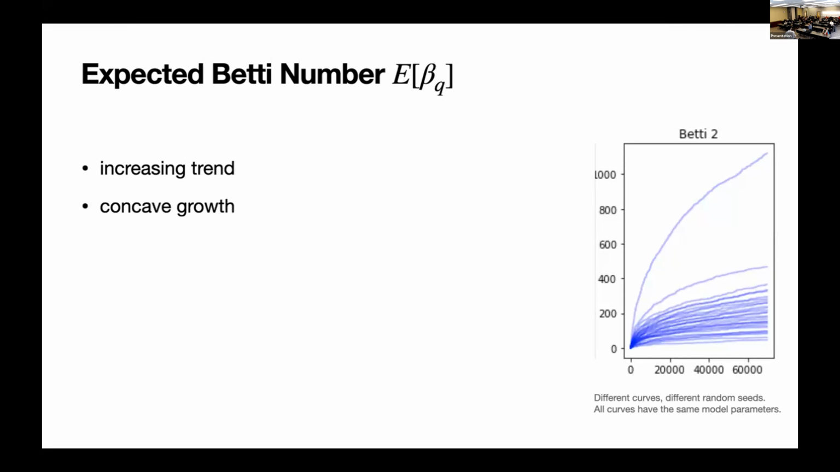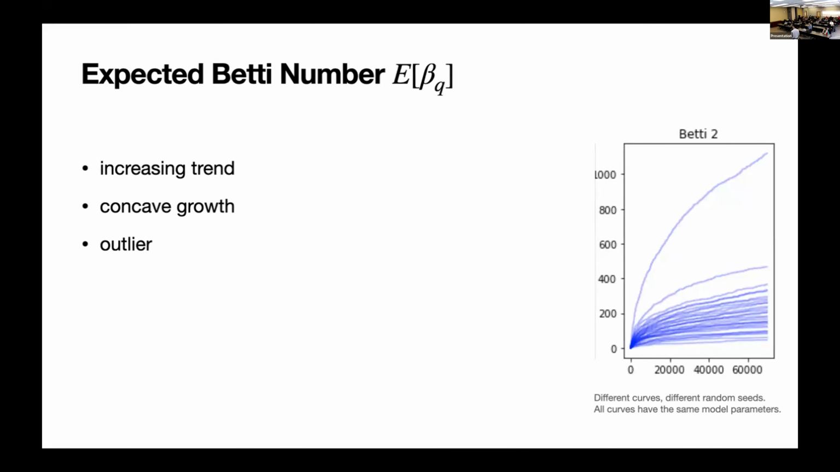Thank you for the questions. Please do stop me at any point. The second observation we can make is that the growth appears to be concave, which is not too surprising given that the number of triangles also grows concavely. You need triangles to form those holes, and you need them to fill up those holes.